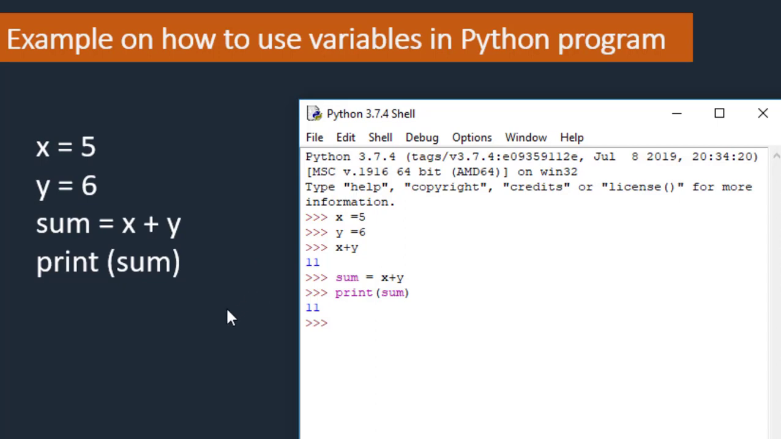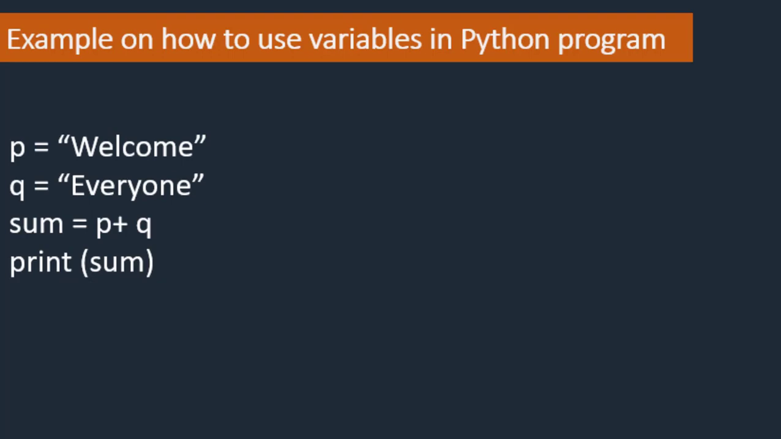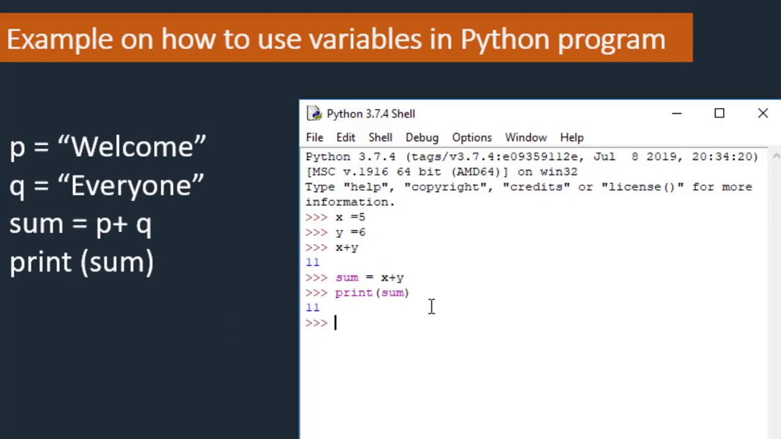Now we'll see another example where we assign a string to a variable. A variable named p holds the value welcome as a string. So we can write p = "welcome" and then hit enter. Now we want to store the text everyone in q. So we'll assign q = "everyone".